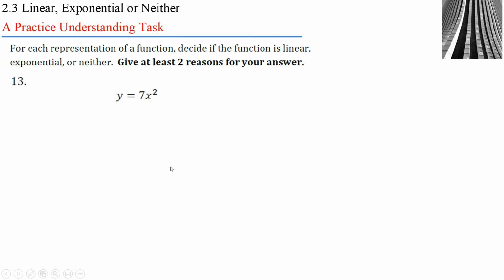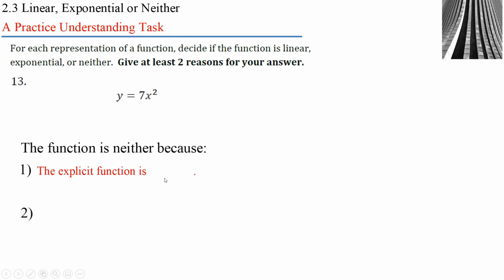So number 13, all they did was give us the equation y equals 7x squared. Now does that look like y equals mx plus b? No, it does not. So we cannot be linear. Does that look like y equals a times b to the x power? Why, no, it does not. So it cannot be exponential. So the function is neither because the explicit function is, and you haven't studied a function like this yet, but you will next year, and this is called a quadratic function.